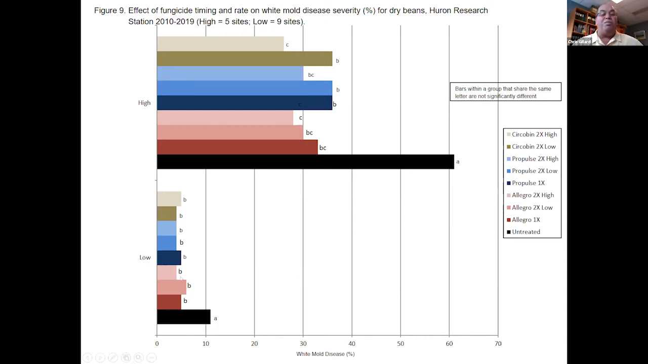So under low disease pressure, they're all basically the same. They all reduce disease compared to the control, but none of them were really better than the other. When you get to the higher disease sites, that's where you can start separating out rates and timings. And you can see certainly a trend in reduction in disease between a 1x rate, 2x low, and a 2x high, but not a lot of significant differences there. At least not in disease control.